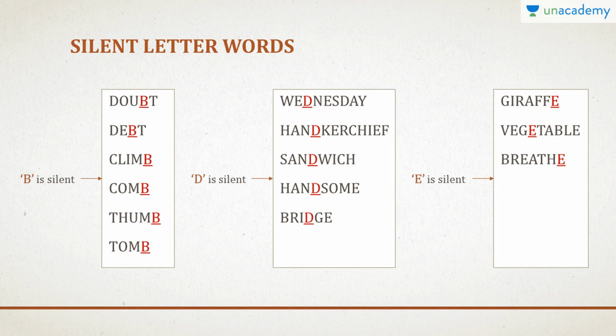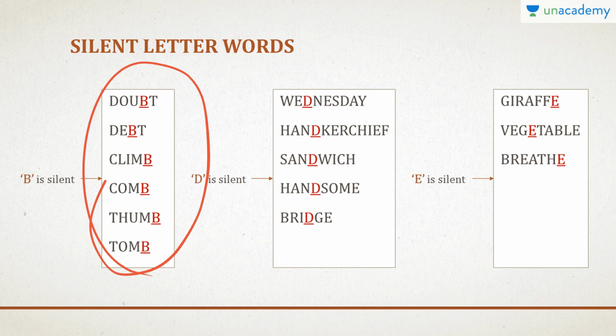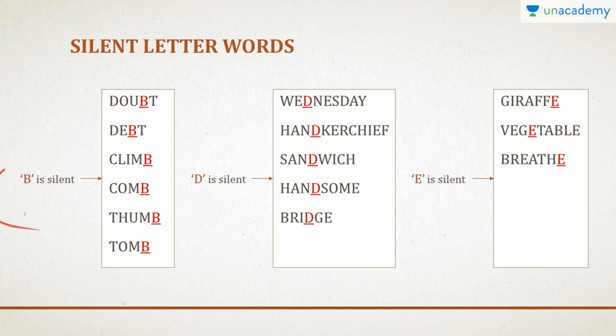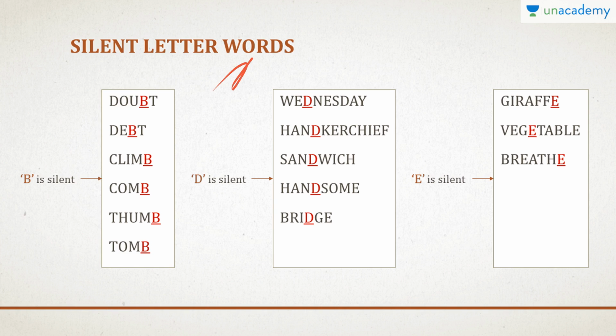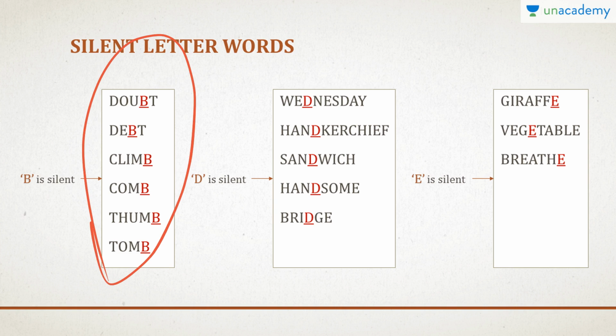Okay, the first silent letter that we are going to see is the letter B that is silent here in all of these words. I'm getting confused myself. Okay, we'll do it again. So the B is silent in all of these words. Let me read them out to you. Doubt, debt, climb, comb, thumb, and tomb. So when you're writing these words, be sure to include the B.